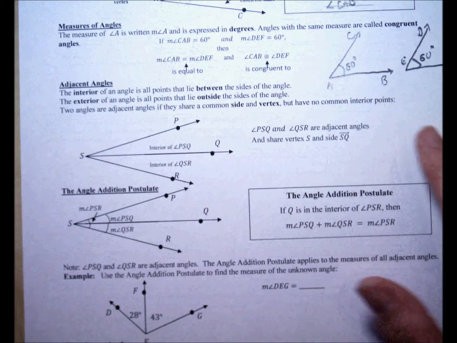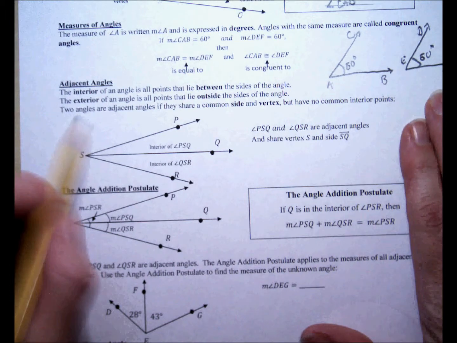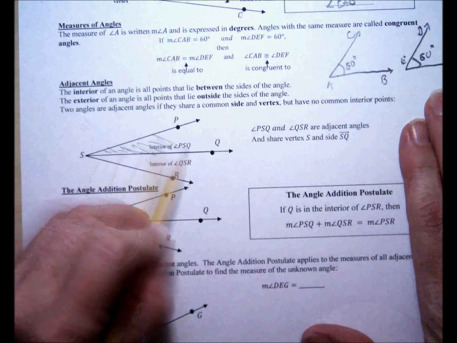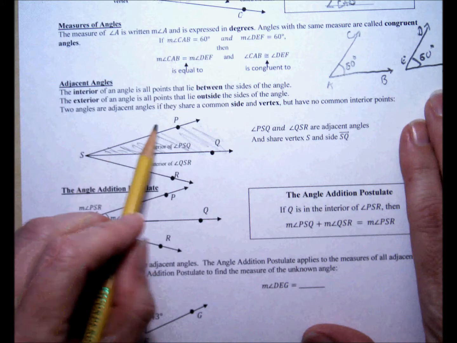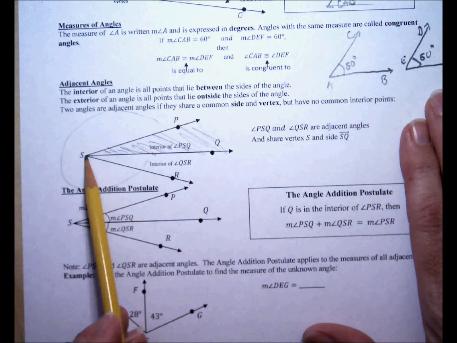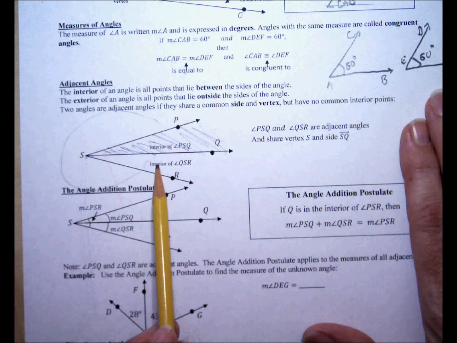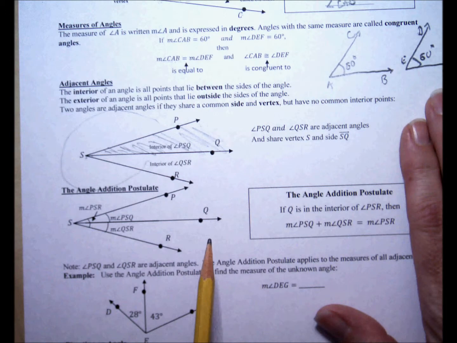Adjacent angles are just angles that lie next to each other, but let's get some vocabulary out of the way. The interior of an angle is all the points that lie between the sides of an angle. So everything here is the interior of angle PSQ. The exterior would be everything out here, all the points outside of the angle. Two angles are adjacent angles if they share a common side and a common vertex, but no interior points. So you can see they're neighbors. They're next to each other, but they don't share any points other than that common side.